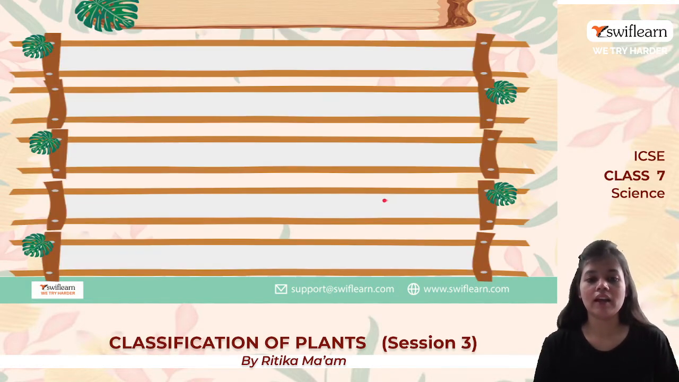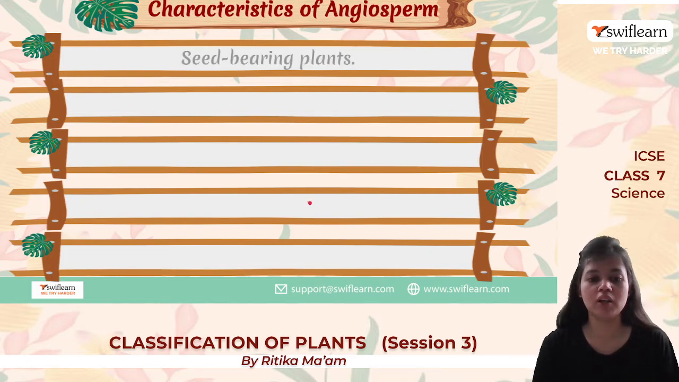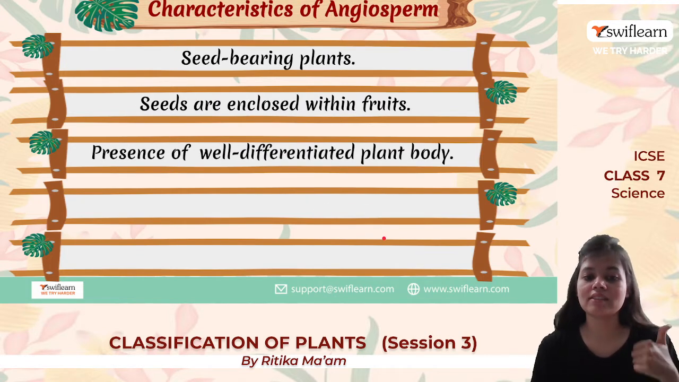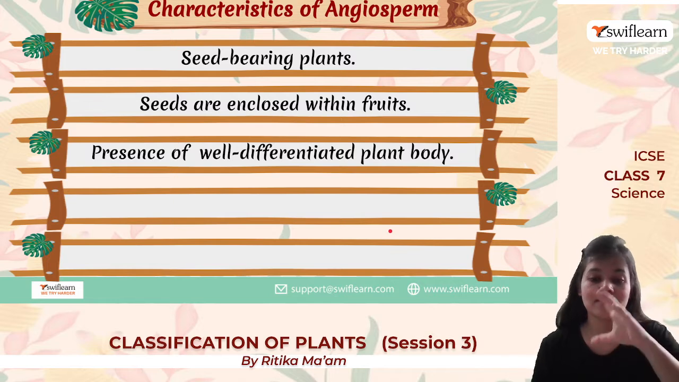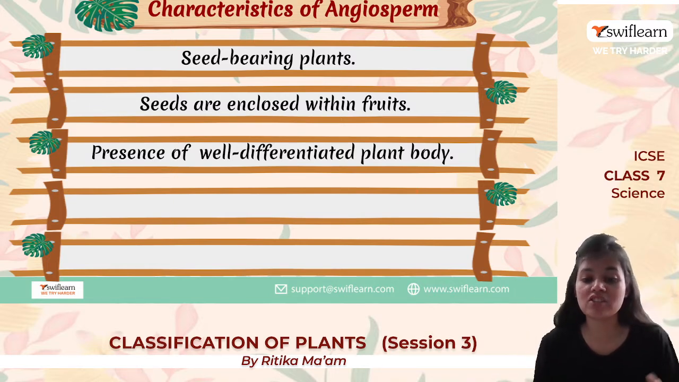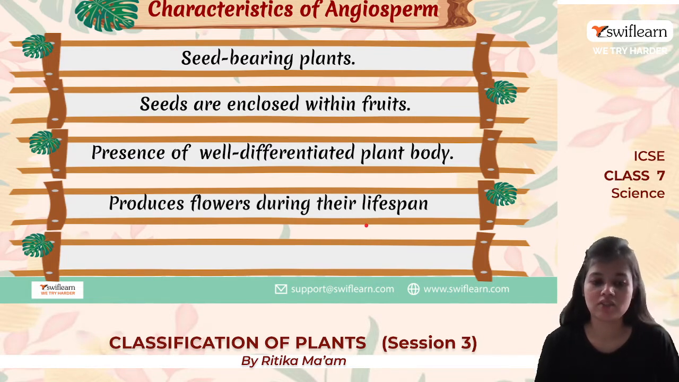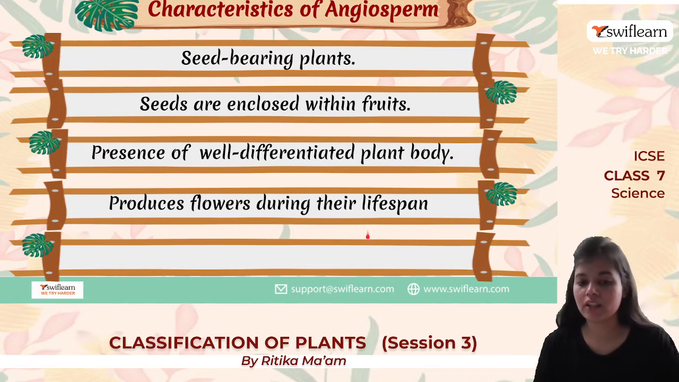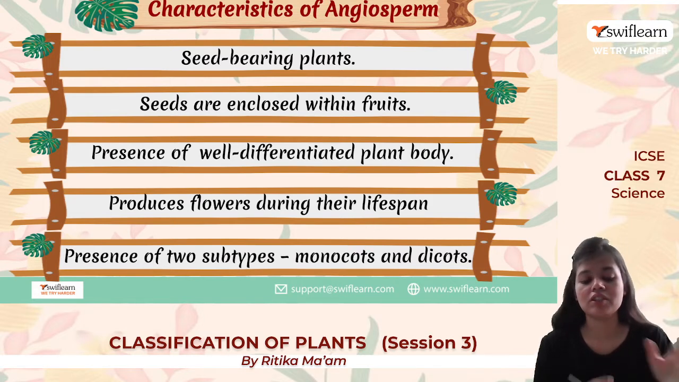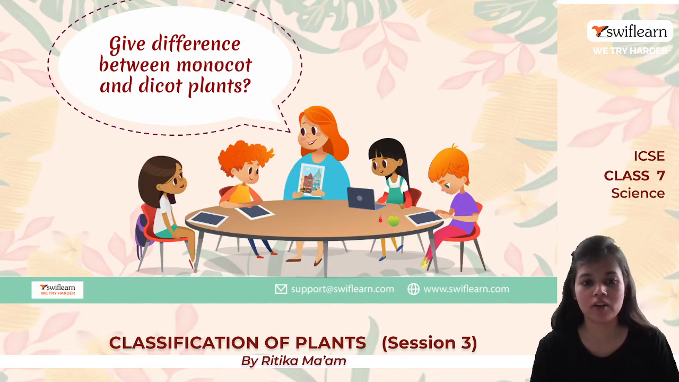Now list the characteristics of angiosperms. Angiosperms are seed bearing plants. Their seeds are enclosed inside a fruit. They have a well differentiated plant body with root, stem, leaves, flower, etc., and they produce flowers during their lifespan. We just saw that they have two subtypes, which are monocot and dicot.